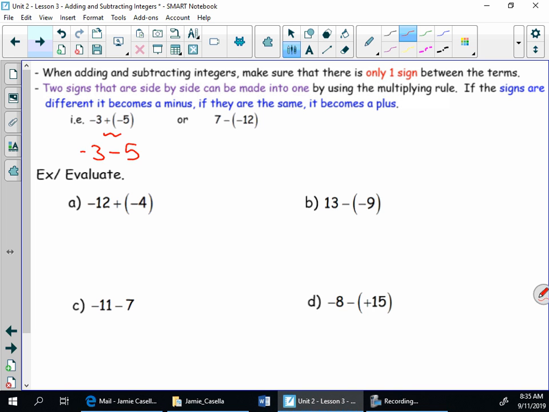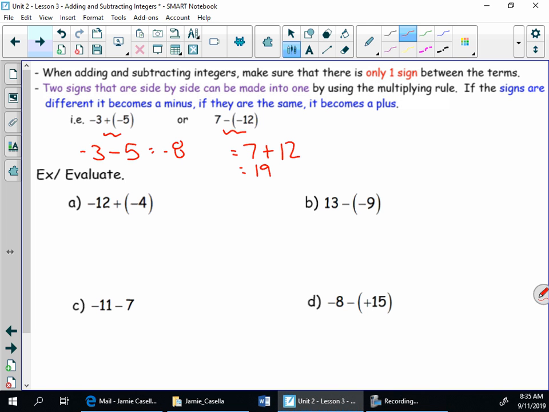A whole bunch of negatives gives me -8. How about the next one? 7 minus minus 12. Ooh, who wants to say minus minus? Let's clean that up. My signs are the same. Same signs means that it's positive. 7 plus 12 is 19. A bigger positive number. Let's practice cleaning it up first, then we'll get into the problems.